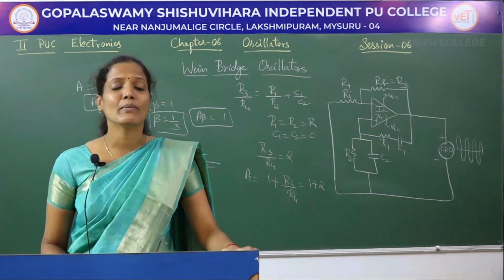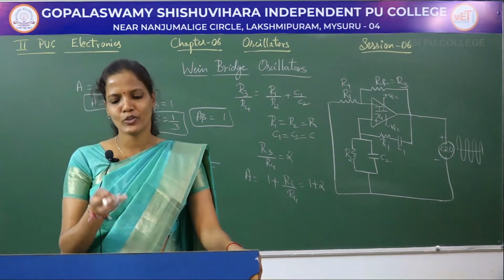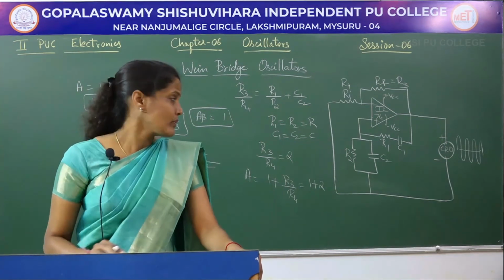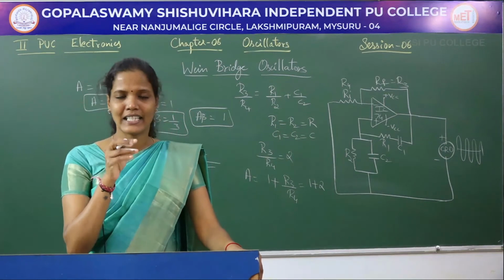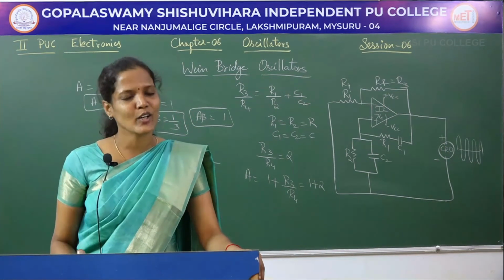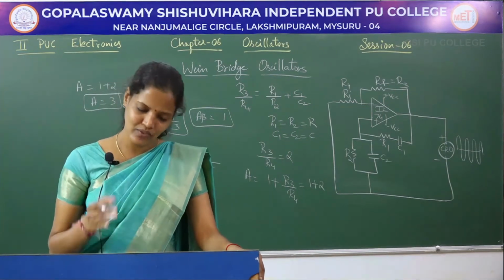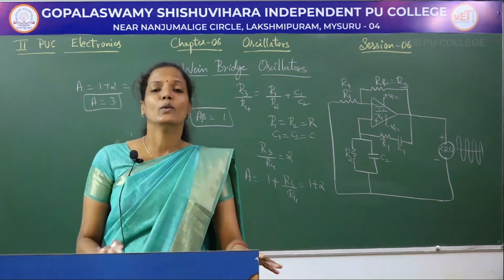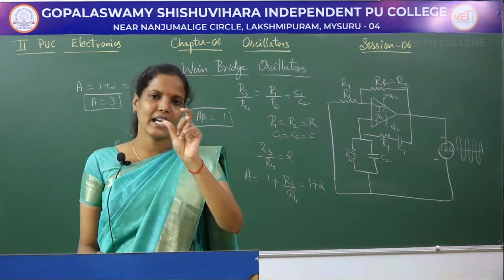So this is a Wien bridge network where we are going to use the lead lag network in the feedback circuit. Lead and lag network, it is a combination of one series and one parallel combination. In the series combination we will be having R and C connected in series, and in the parallel network we will be having another C and R.